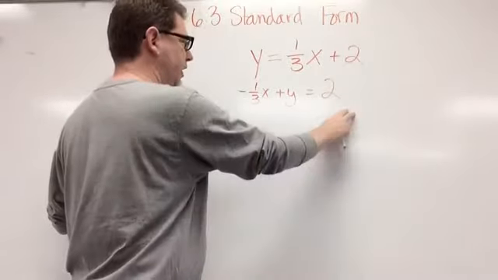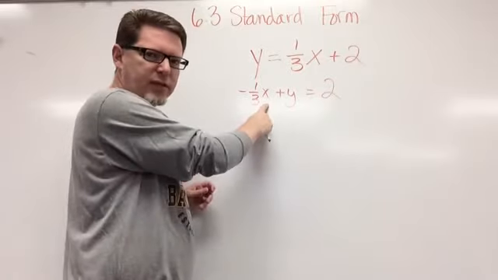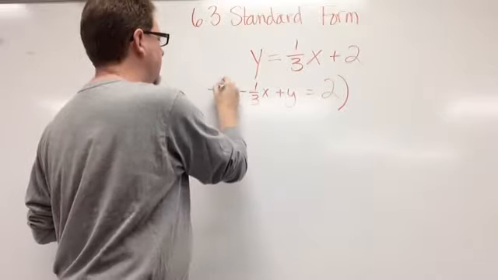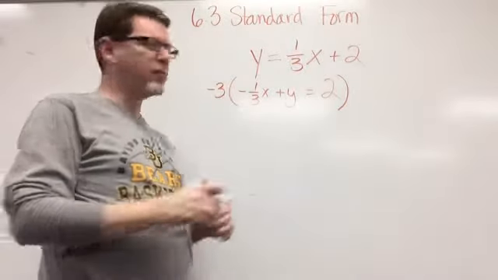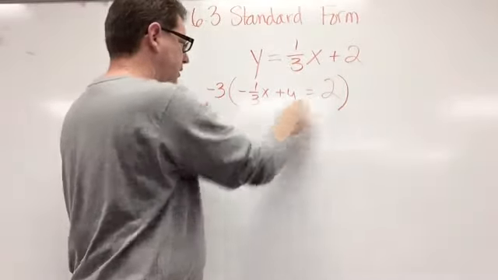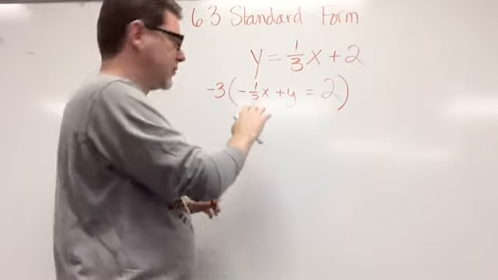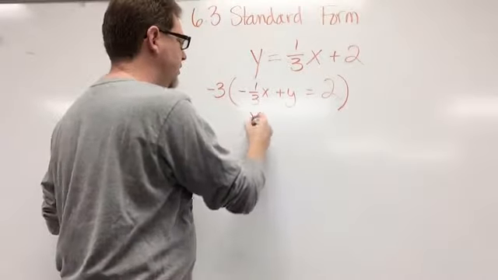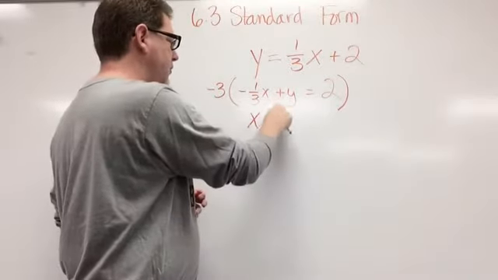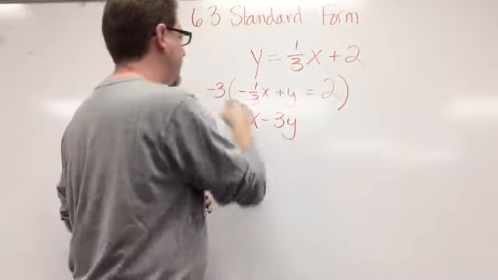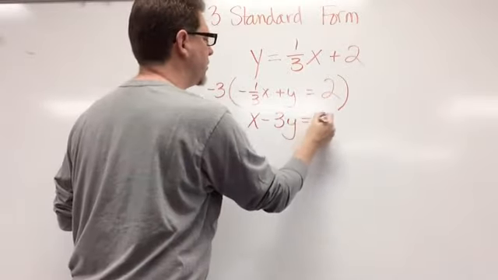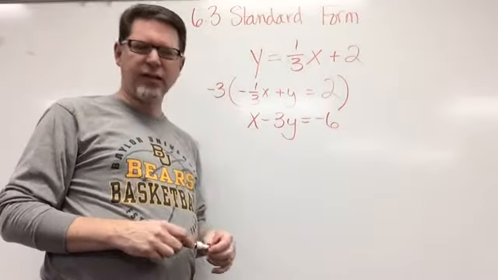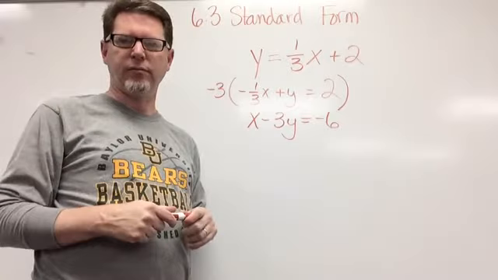So how do I get rid of this fraction? And I'm going to make x positive in the process. I'm going to multiply the entire equation by the denominator, negative 3. If I multiply the entire equation by the denominator, I get rid of all of the fractions, or there's only one. Negative 3 times negative 1/3 is positive 1, so it's just x. Negative 3 times y is negative 3y, and negative 3 times 2 equals negative 6. So x minus 3y equals negative 6 is that equation in standard form.